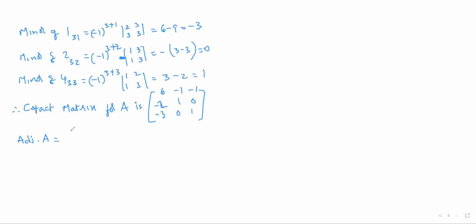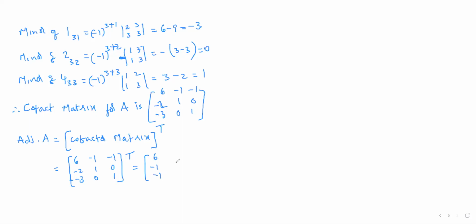Okay, now adjoint A is nothing but cofactor matrix whole transpose. That is nothing but 6 minus 1 minus 1, minus 2 1 0, minus 3 0 1, and its transpose. First row can be written as first column 6 minus 1 minus 1, second row as second column minus 2 1 0, third row as third column minus 3 0 1. Okay, this is adjoint.